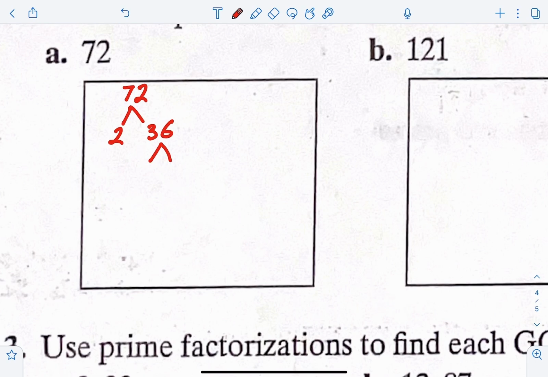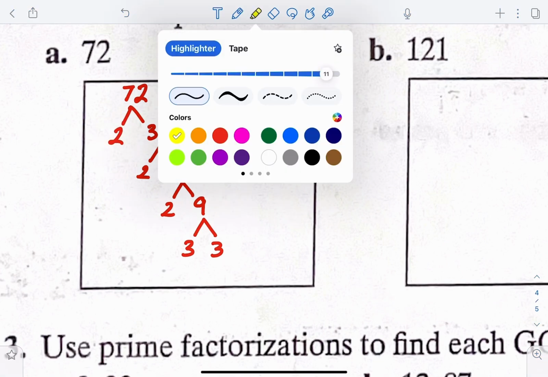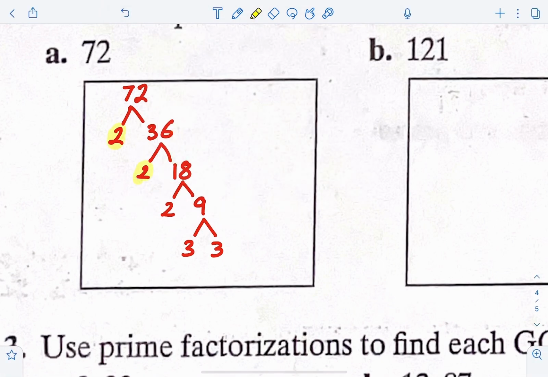36 can be broken apart. Again, we start with 2. 2 goes into that, so we're going to have 2 times 18. Break apart the 18. Can we put a 2 into that? We can. 2 and 9. Break apart the 9. Can we put a 2 into that? No. So we're going to have 3 times 3. Now we're at a point where we only have prime numbers on the ends that are not broken apart.